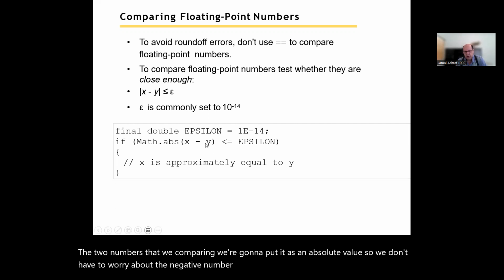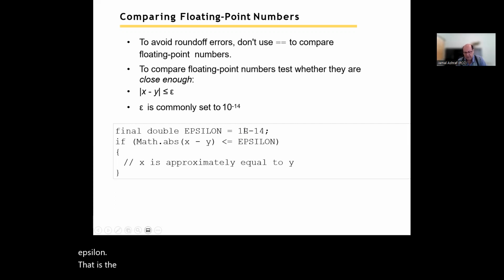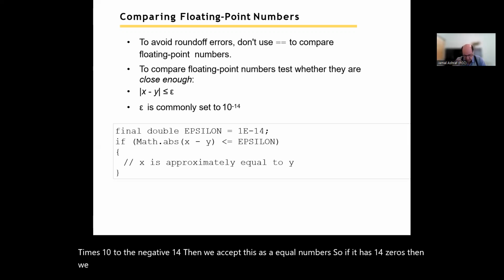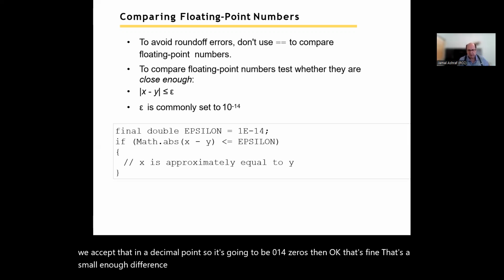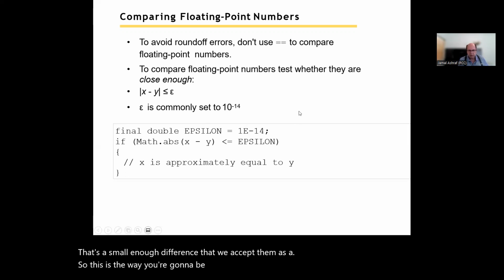And then if this is so small that it is smaller than epsilon, that is 1 times 10 to the negative 14, then we accept this as equal numbers. So if it has 14 zeros, then we accept that as in a decimal point. So if it's going to be 0.14 zeros, then okay, that's fine. That's a small enough difference that we accept them as equal. So this is the way you're going to be comparing your double to another double.